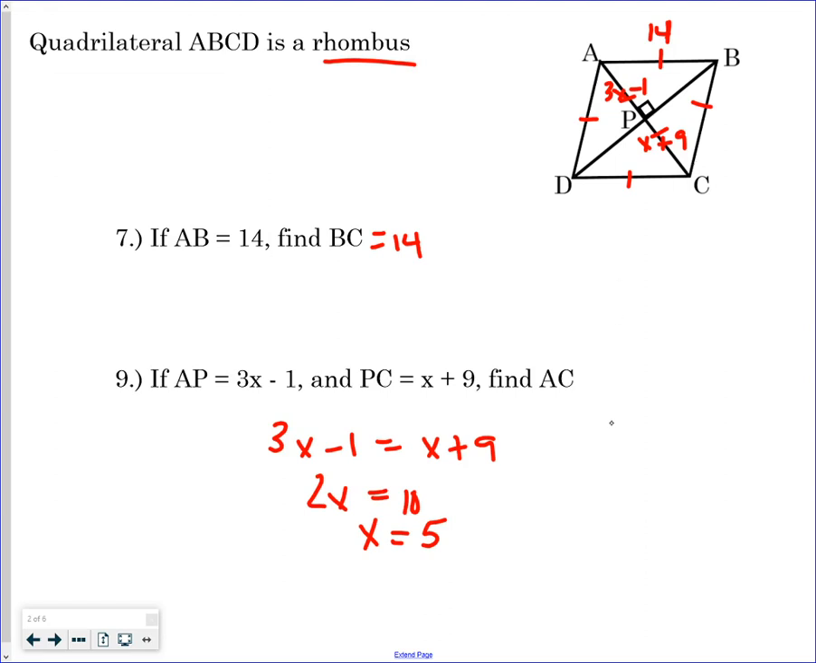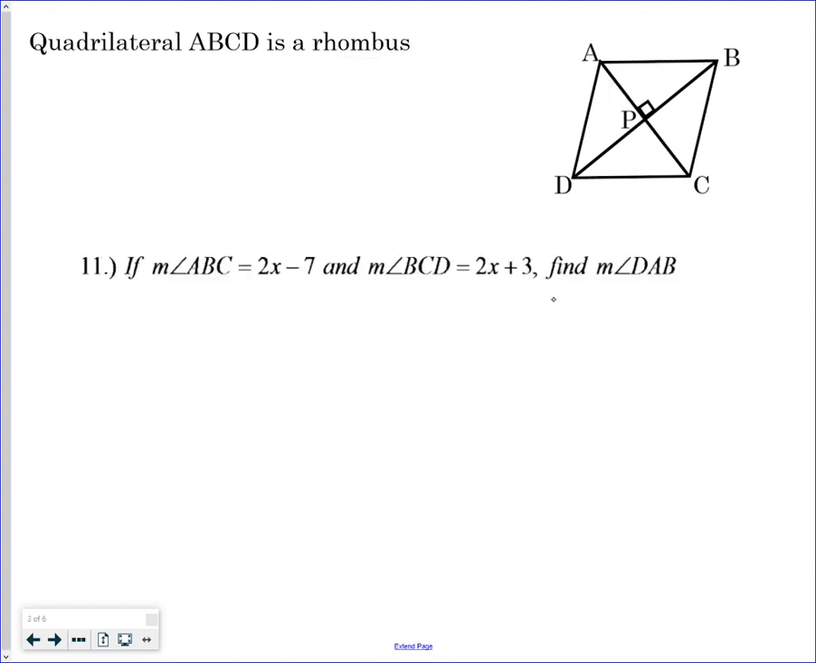Okay, so I'm going to plug it into the x plus 9 option. So what is 5 plus 9? 14. And then I have to double it because they're both 14, right? So AC is 28. No matter how you do it, you should get 28. Did I lose anybody? Okay.